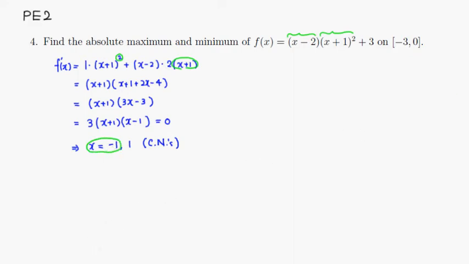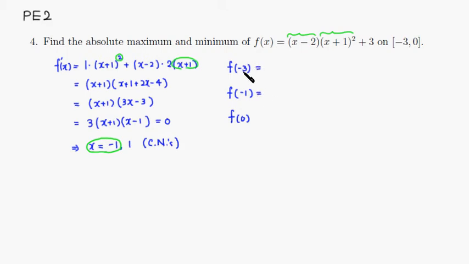Alright, so the next thing you need to do is just evaluate the function at the endpoints and the critical number. So we have f of negative 3, the smallest one. Next one would be f of negative 1, and then you have f of 0. So negative 3 is the left endpoint, negative 1 is a critical number, and 0 is the right endpoint of the interval. Let's compute that.